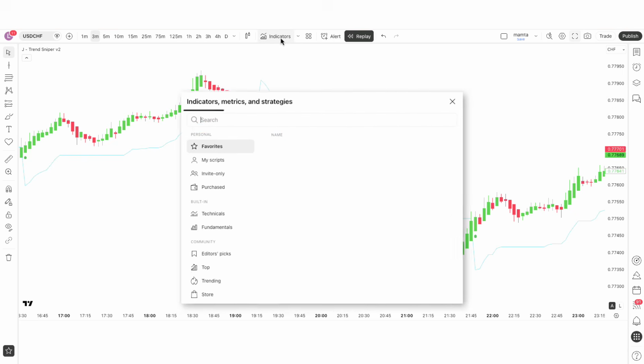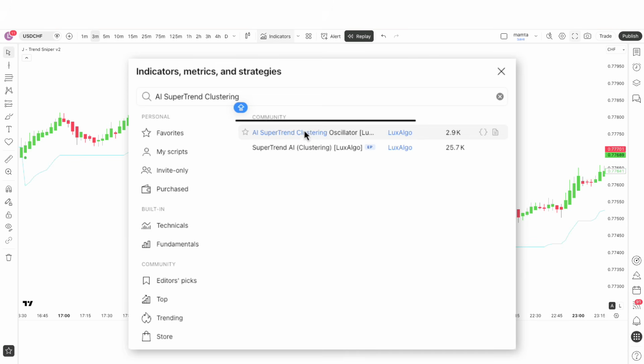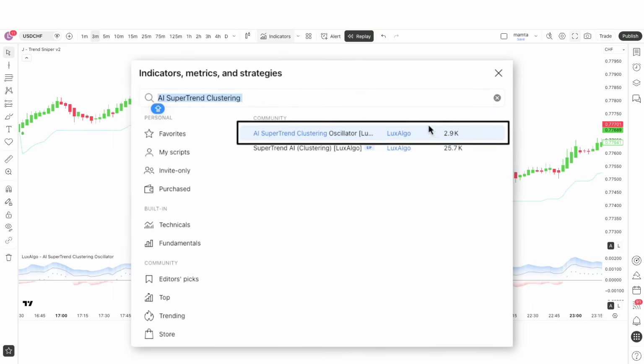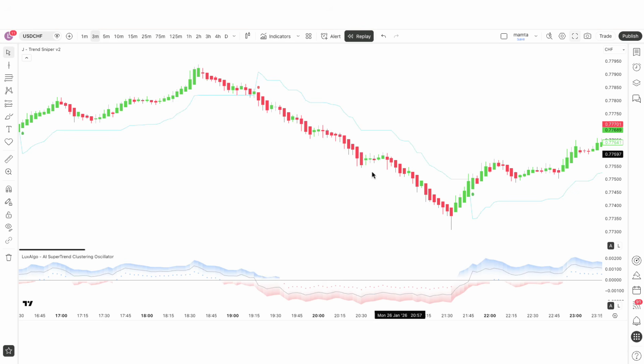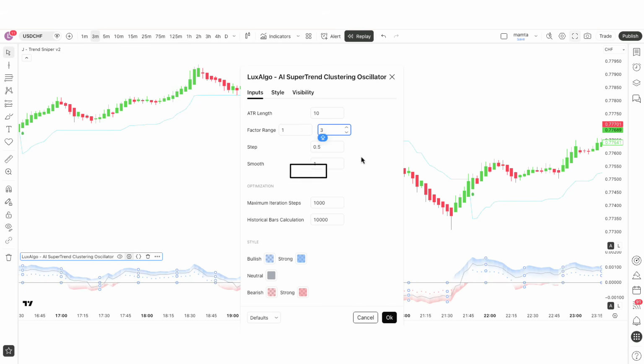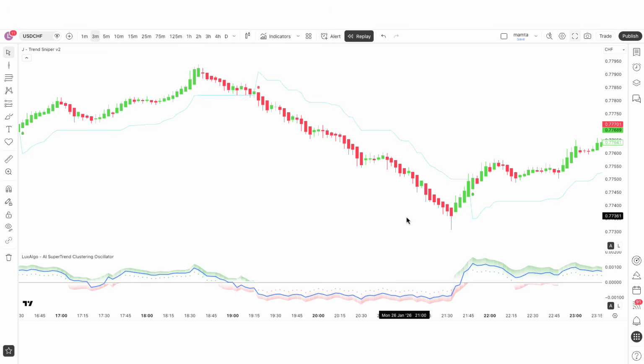Let's go to the Indicator Search tab, search AI Super Trend Clustering Oscillator, and select this one called AI Super Trend Clustering Oscillator, created by Lux Algo. Now let's access the settings of this indicator so we can modify it to suit our strategy. We change factor range 5 to 3. We change bullish and strong color blue to green. We change neutral color black to blue. And here everything is fine after that. Click OK. Now our setup is ready.